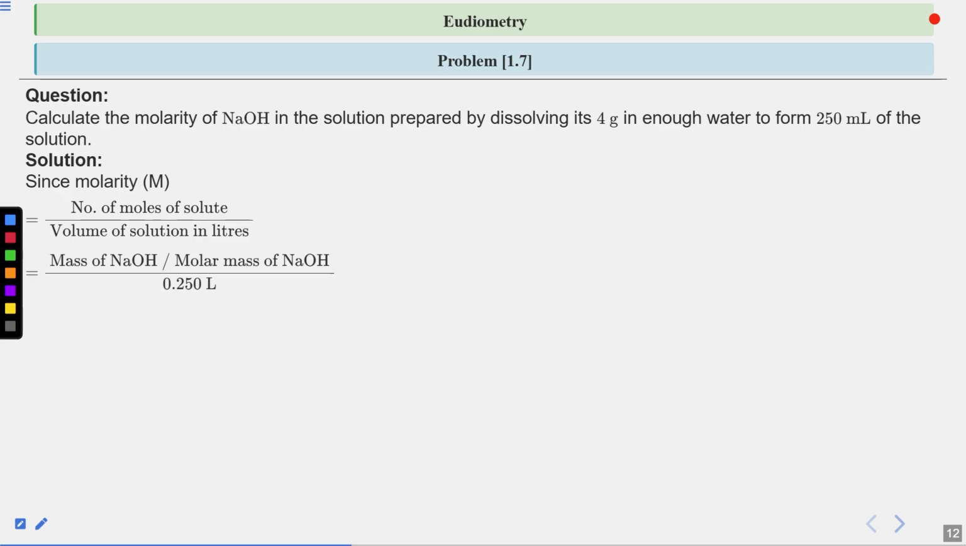To calculate the number of moles of NaOH, it will be the mass of NaOH divided by the molar mass of NaOH. So this will be the moles of solute. To get the volume of solution in liters, we divide this whole thing by 1000, because we need the volume in liter. This was our definition. Now putting in the values, which is 4 gram, and for NaOH the molar mass is 40, we get the final value as 0.4 molar. So this is the final molarity value for the given NaOH solution.